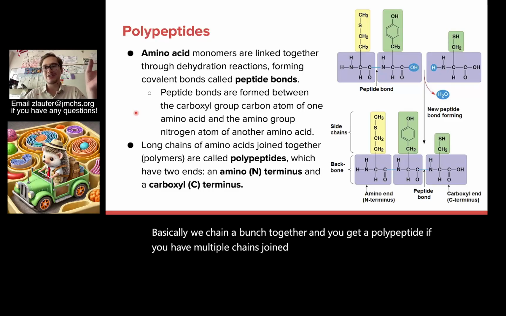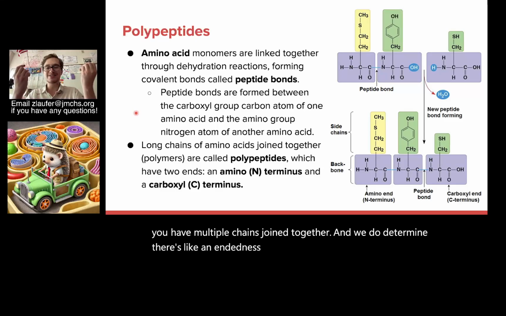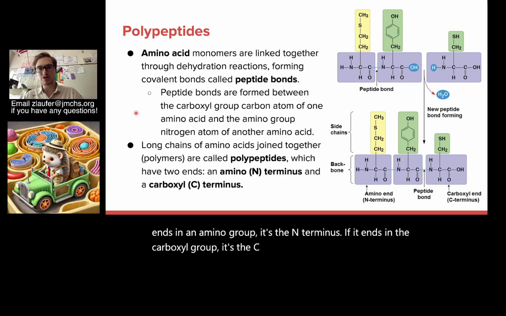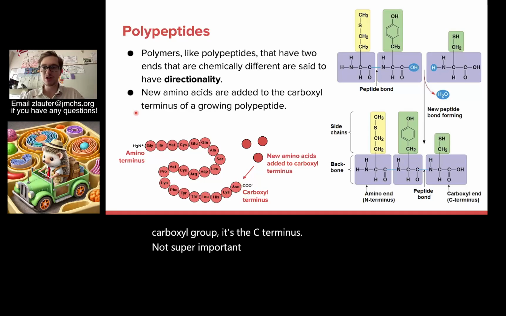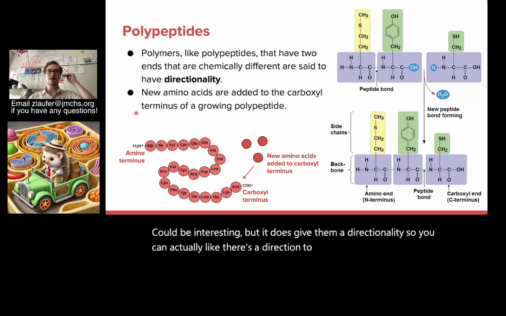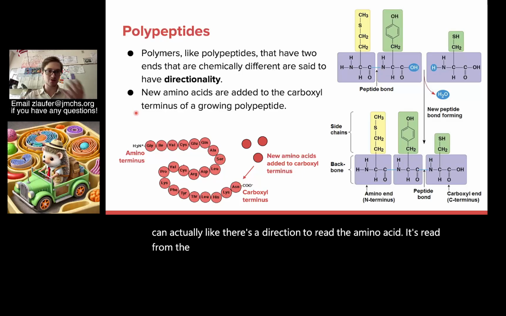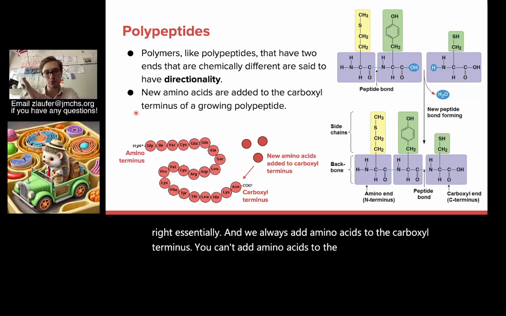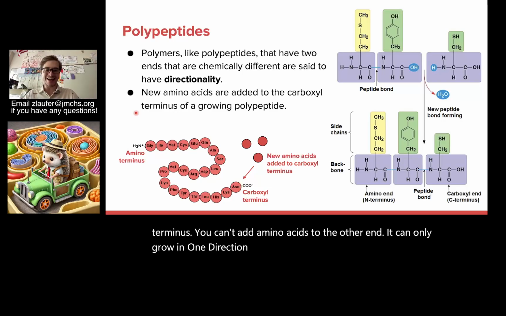And there's an endedness to them, kind of like with DNA. So if it ends in an amino group, it's the N terminus. If it ends in the carboxyl group, it's the C terminus. Not super important, but could be interesting. But it does give them a directionality. So there's a direction to read the amino acids. It's read from the amino terminus to the carboxyl terminus, from left to right, essentially. And we always add amino acids to the carboxyl terminus. You can't add amino acids to the other end. It can only grow in one direction, just like DNA.